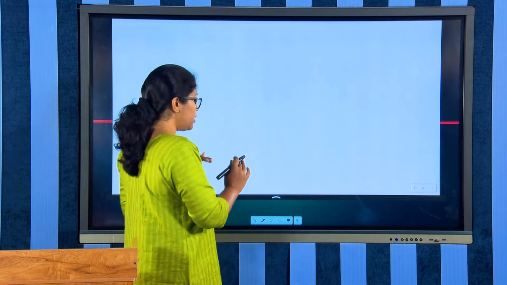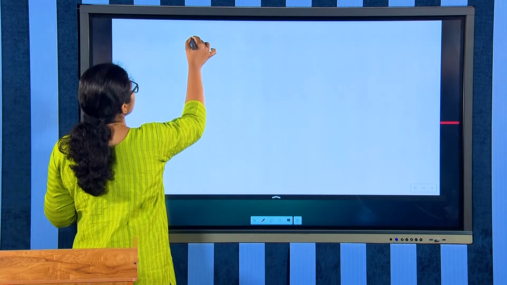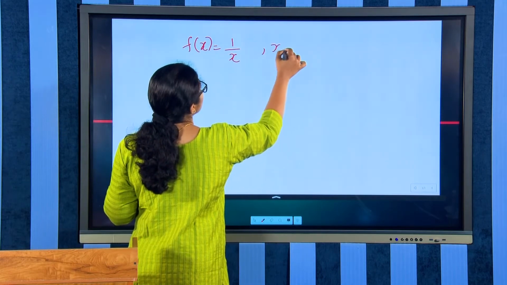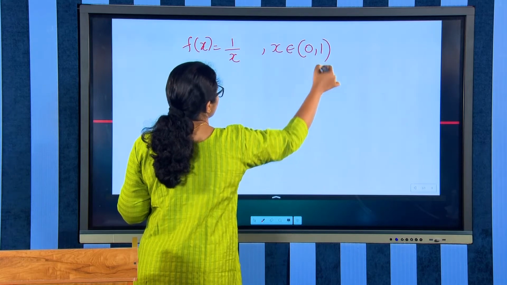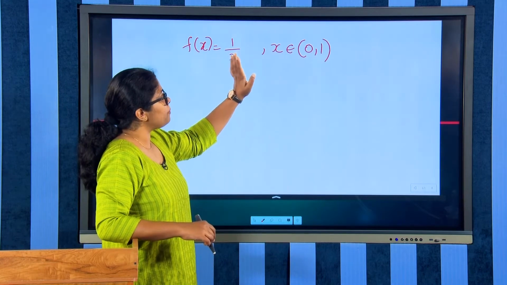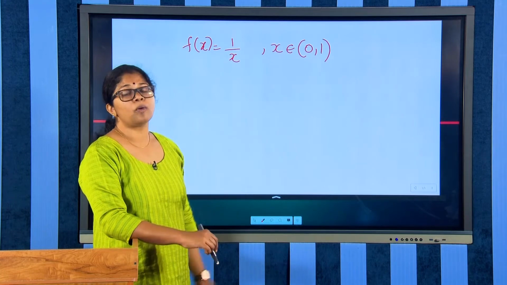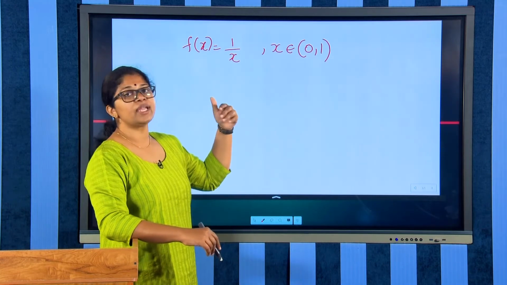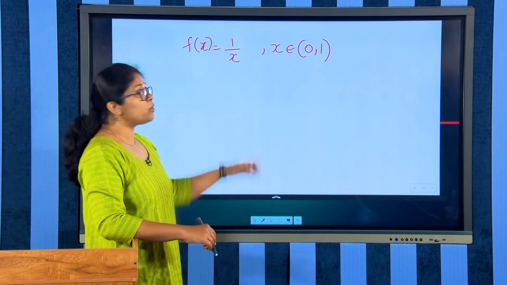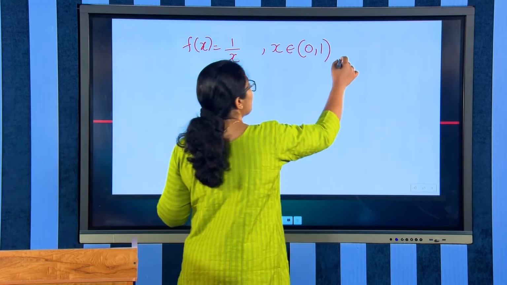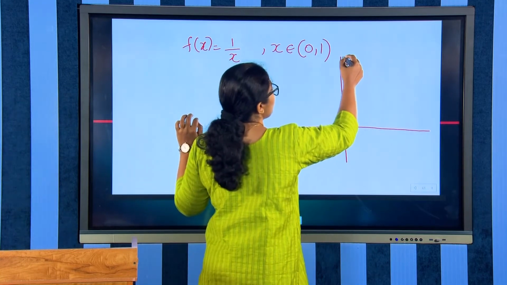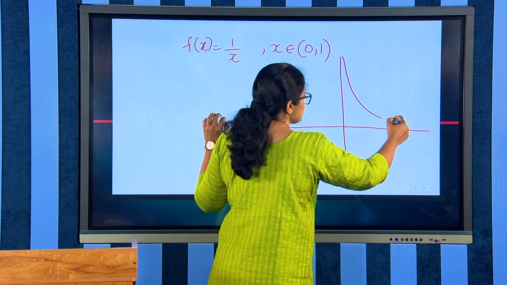So for example, we can consider the function f of x equal to 1 by x, given in the interval x belongs to the open interval 0 1. If you look at this function, x is given to be in the open interval 0 1, which means x is never assuming the value 0 here, because 0 is not included. When we look at the function f of x, we can have a graph something like this. The function f of x equal to 1 by x in this interval goes like this.